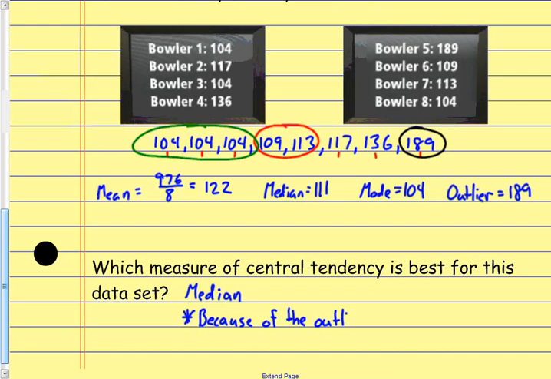Typically, the mean is one of our best unless we have outliers, because then the mean gets kind of tweaked a little bit because of those. The median eliminates the outliers, so I get a better sense of where all of the data is. Okay?